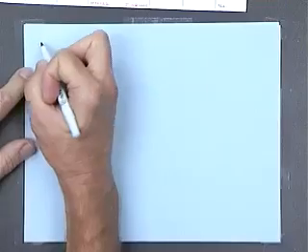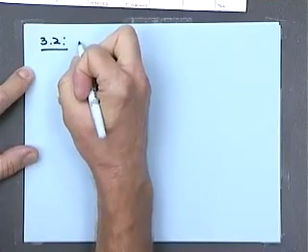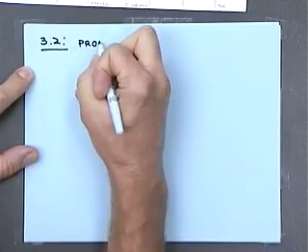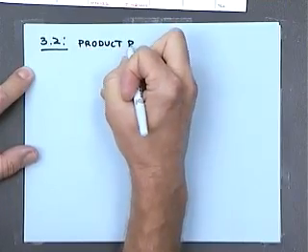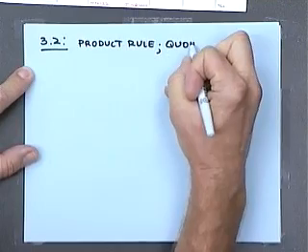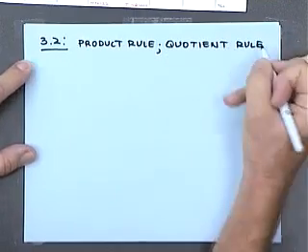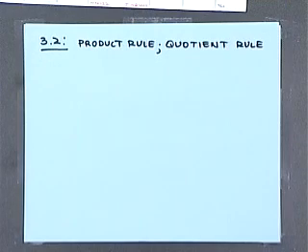So let's develop them here first, both of them, and then we'll look at some relevant examples, and then, time permitting, look at some of those WebAssign questions as well. So this is Chapter 3, Section 2. Product rule for finding first derivative, and the quotient rule. So let's start with the product rule.